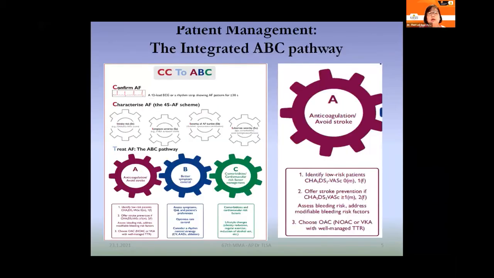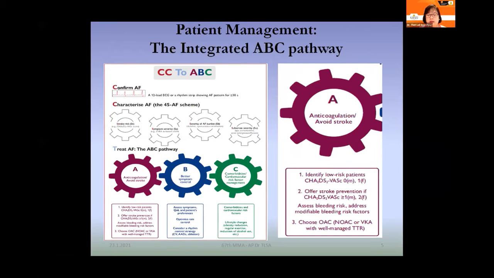This is the integrated ABC pathway for the management of stroke. Now the 2020 ESC guideline stresses the CC to ABC approach. Firstly, confirm the AF and then characterize the AF by the 4S-AF scheme and the ABC pathway: A for anticoagulation, avoid stroke, B for better symptom control, and C for the treatment of comorbidities and cardiovascular risk factor management. For A, this is about anticoagulation and how to avoid stroke. Firstly, we identify the low-risk patients by the CHA2DS2-VASc score. Who are the low-risk?